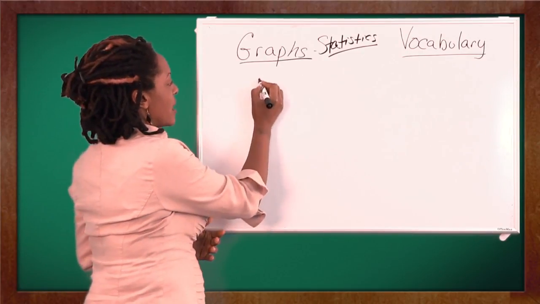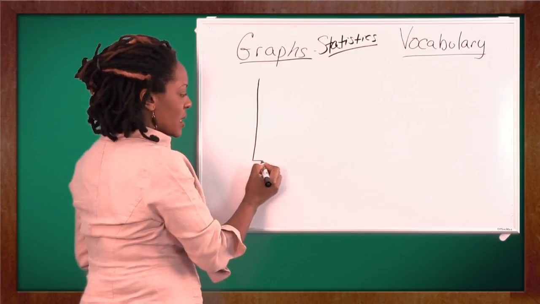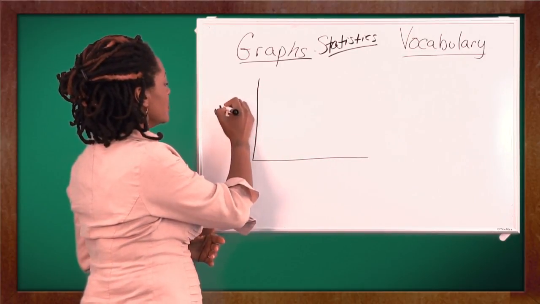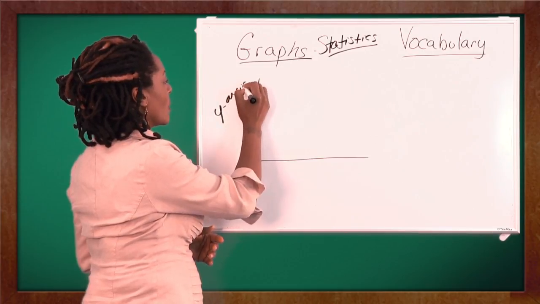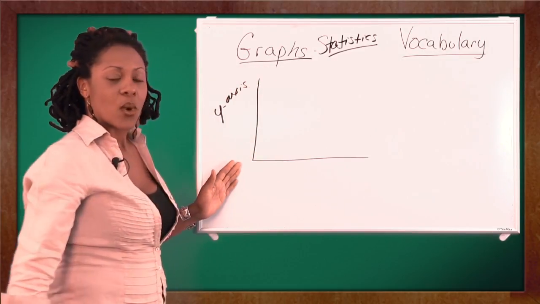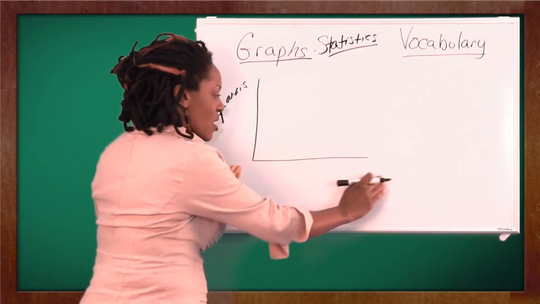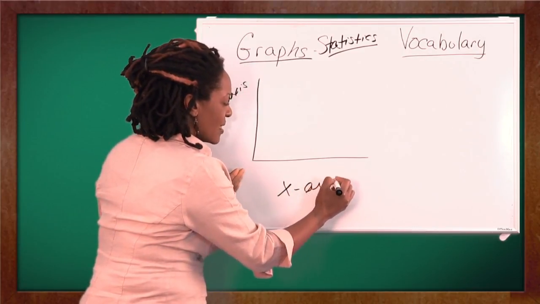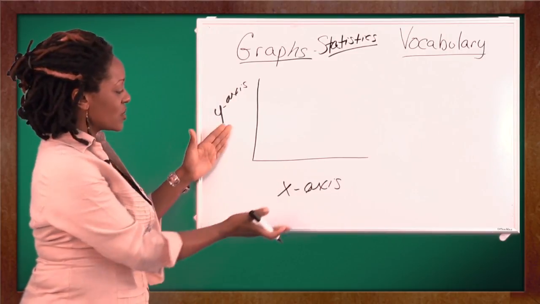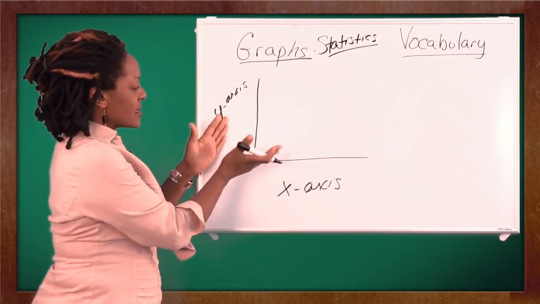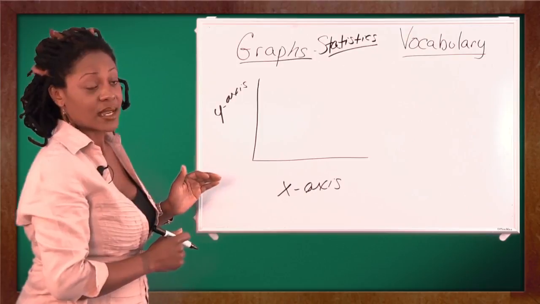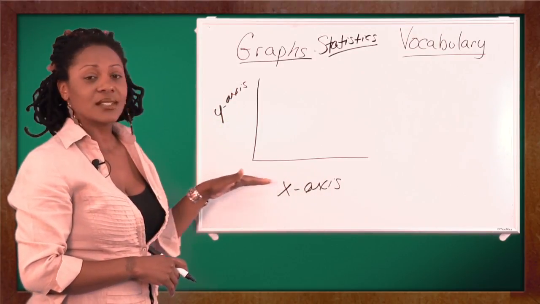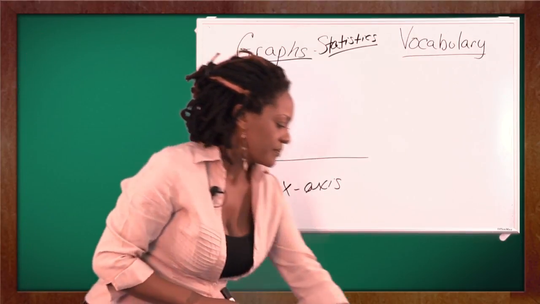So on most graphs, you're going to have a line this way and one this way. It's called the axis. This vertical line is your y-axis, and this horizontal line is your x-axis. The axis is just where the two lines meet. So that's the definition of an axis, if you want to write that down, where two lines meet. Vertical is the y-axis, horizontal is the x-axis.